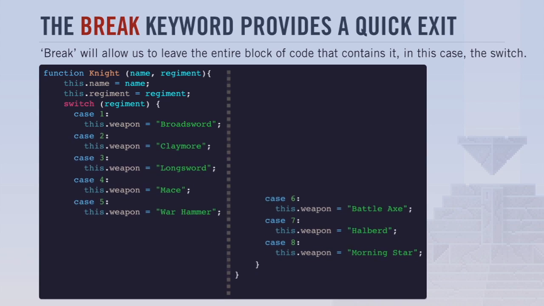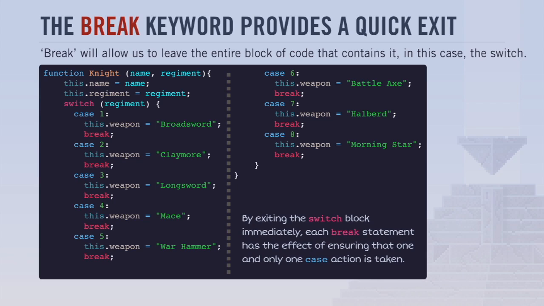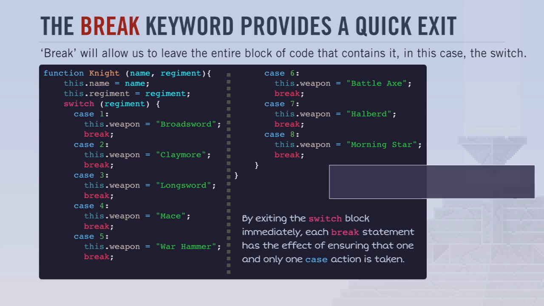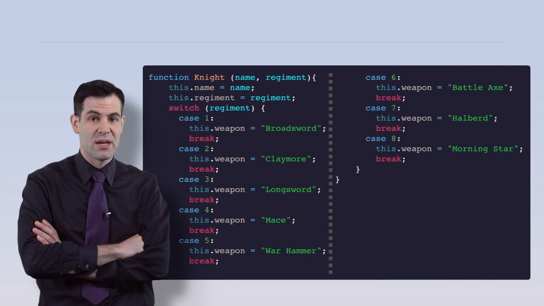So let's space out our constructor here. We're going to shift things around and give ourselves a little bit more space. And inside each case, we're going to place a break keyword. Now, when we try to build our knight object for Richard and we pass in his regiment 4, we're going to jump all the way down to case 4, give him a mace, and break instantly out of the switch block. Since that was the only case that was taken, when we log out Richard's weapon, we get the mace, as we expected. Woohoo!